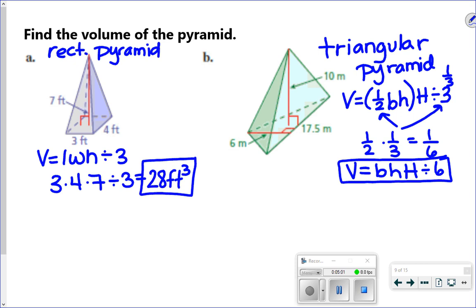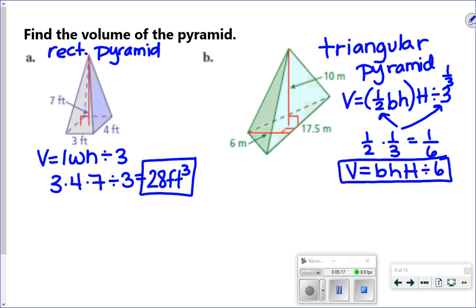Instead of doing it in 2 steps, we're going to combine it and do it in 1 step. The relationship of a third compared to the prism, that relationship is still the same. It's just we've combined the 1/2 and the 1/3 to 1/6, which means divide by 6.